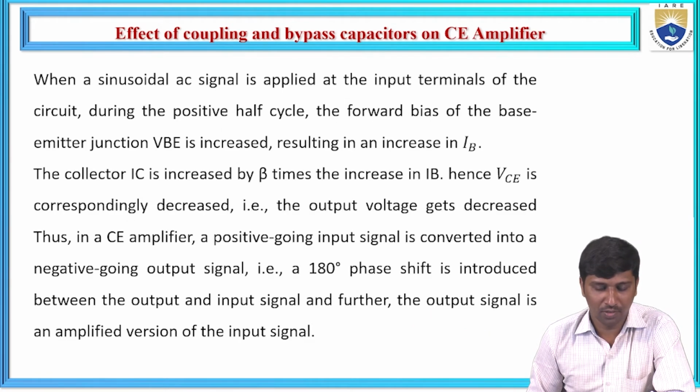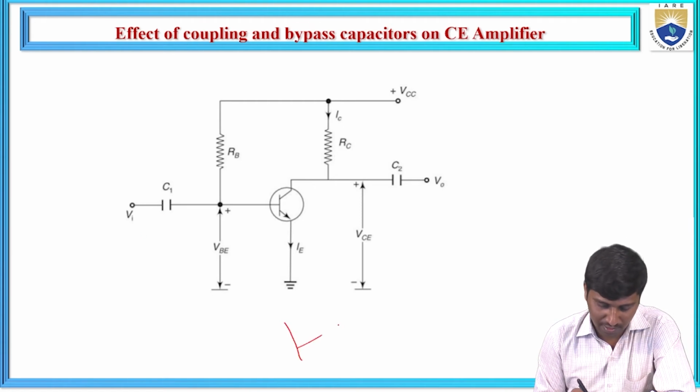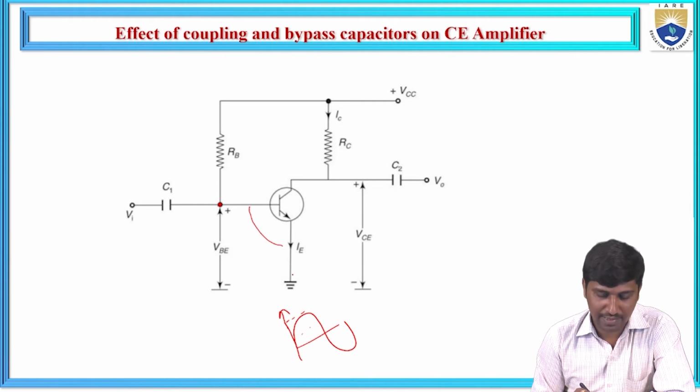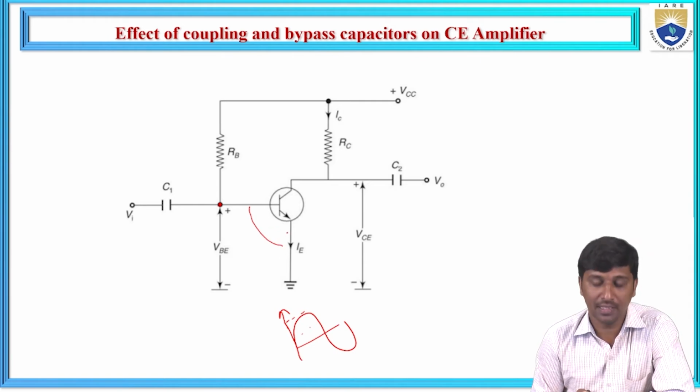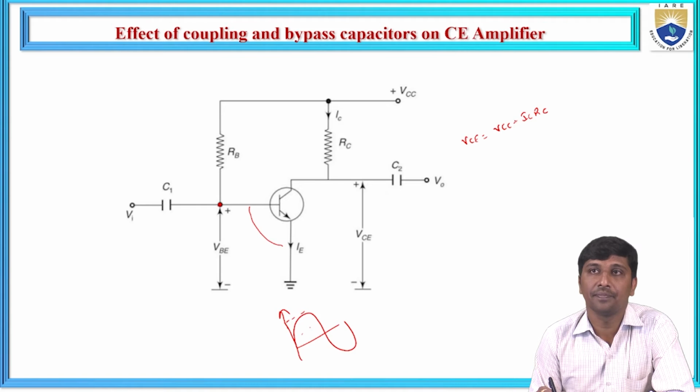Now, what happens when a sinusoidal signal is passing through this circuit? Let us take the given input signal. Your applied input voltage must be greater than this VBE voltage. Under this condition, your emitter base junction becomes forward biased. Since the collector base junction is already reverse biased, we observe that VCE is equal to VCC minus IC times RC.